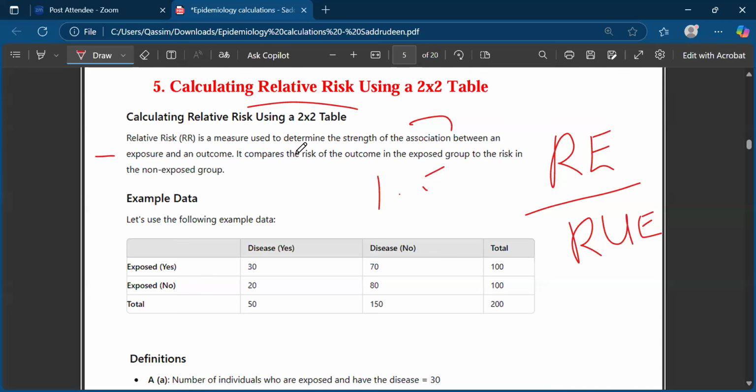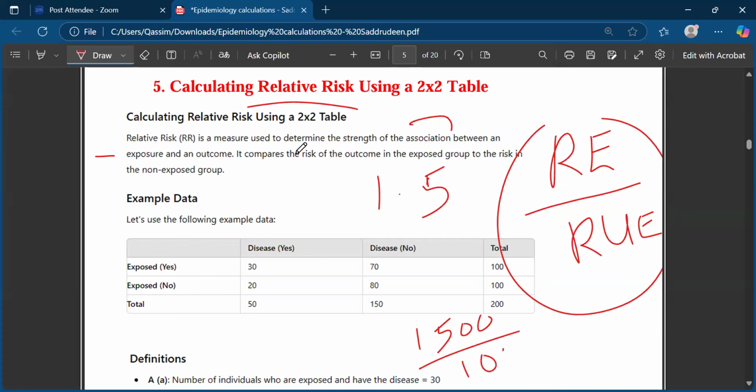Okay, and then we see, for example, if you do your relative risk and you find 1.5, if you do risk in the exposed, maybe you have 1500 here, and then you find that down here the risk in the unexposed is 1000, so you get 1.5, and then you're told smokers have 1.5 times more risk of getting lung cancer than non-smokers.